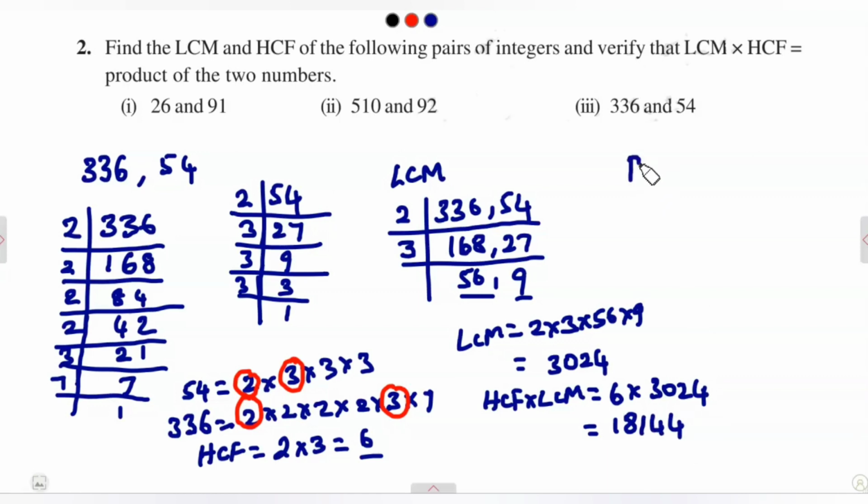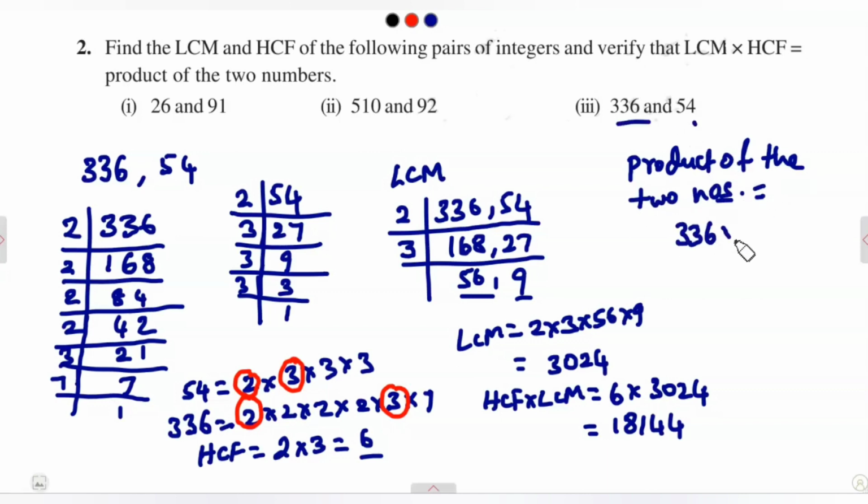Now let us find the product of the numbers we have taken. The product of the numbers is equal to 336 into 54. If you do the calculation, you will get the same answer as 18,144, which is the same as our HCF into LCM. So we verified that the product of HCF and LCM is always the same as the product of the two numbers we have taken. Right? We'll go to the next question.